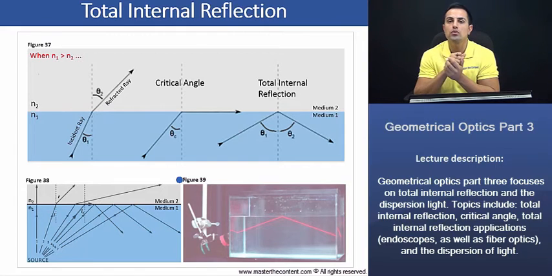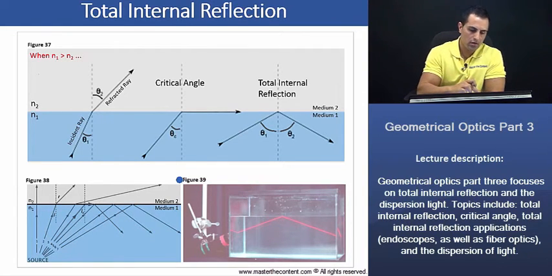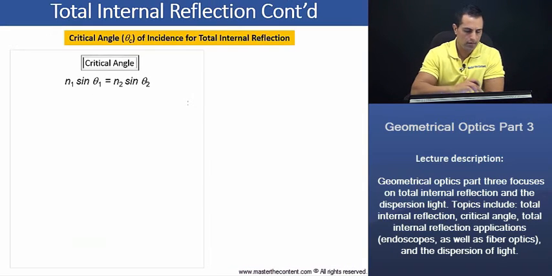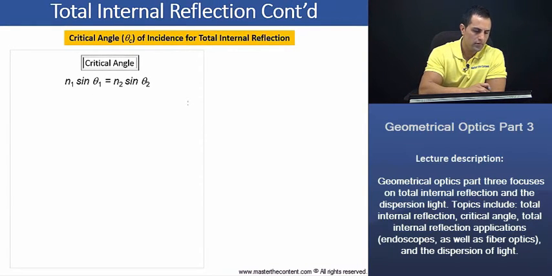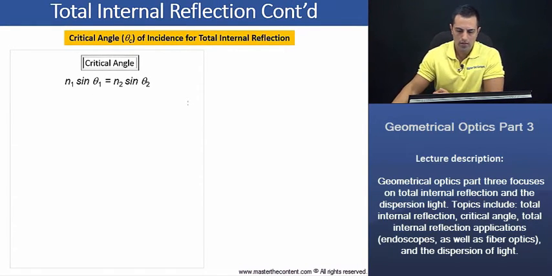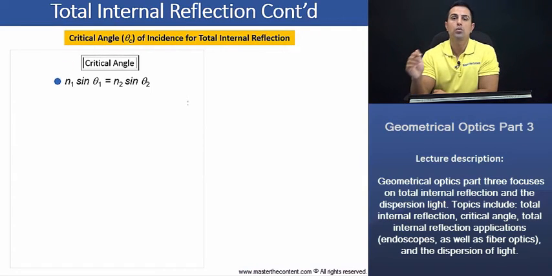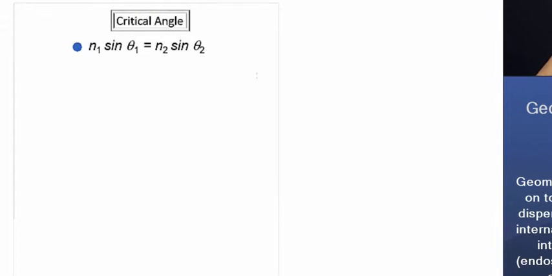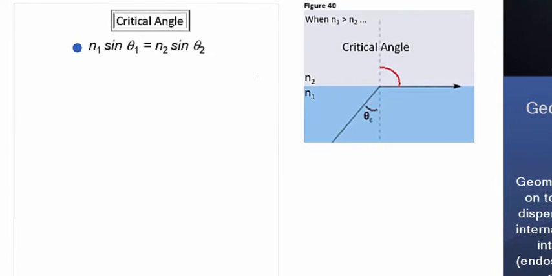Now, what if we want to find the value of the critical angle? How can we do so? Well, we can do so using Snell's law. Let's take a look at that on the next slide. We'll begin up here with Snell's law. Now, when the critical angle is reached, the refracted ray is parallel to the surface, and the refracted angle is going to be 90 degrees.